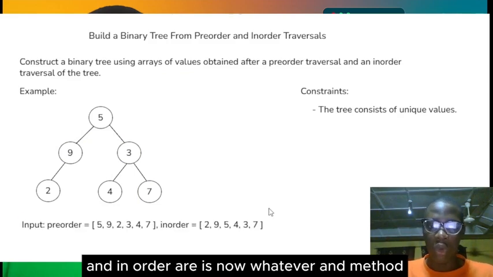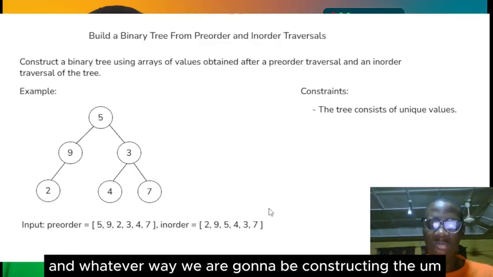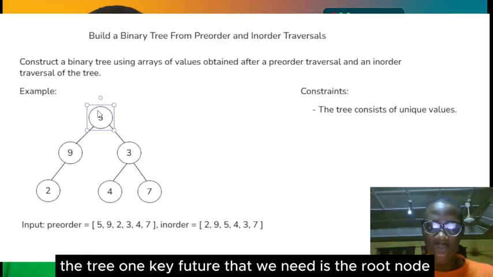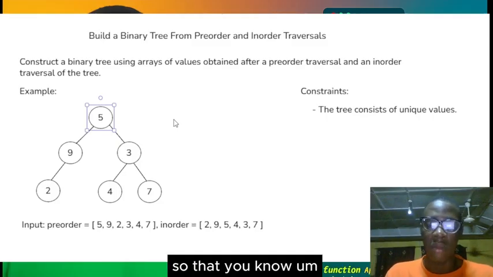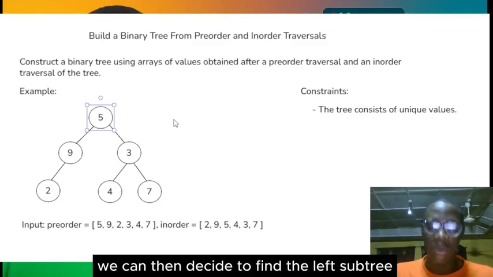Now, whatever method we use to construct the tree, one key feature that we need is the root node. We first of all need to identify what our root node is, so that out of this root node we can then decide to find the left subtree and right subtree.